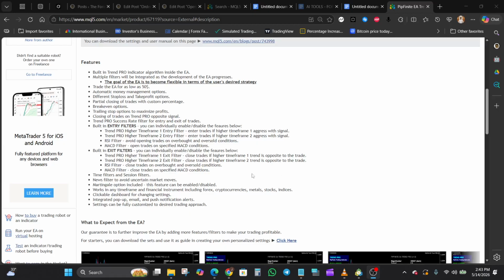push notifications. The marketplace page also clearly mentions that the default settings are not optimized, which is important because it suggests traders should expect to spend time testing and adjusting configurations depending on their own strategy preferences and market conditions. Another thing worth noting is that the EA supports trading across multiple asset classes, including Forex, cryptocurrencies, metals, stocks, and indices, and it can operate on any time frame according to the developer.